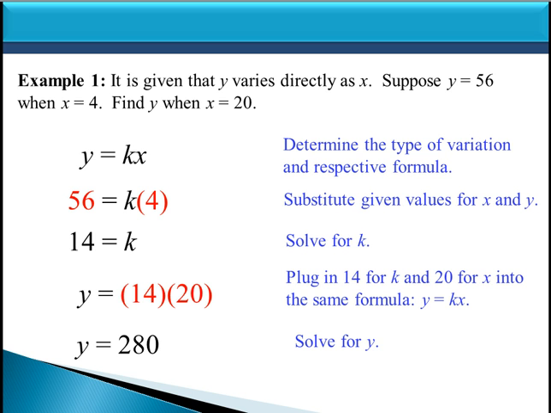Now this problem was a simple problem. There were no units involved, so we don't have to worry about units on our answers, but most of the time you will need to include units on your answers.